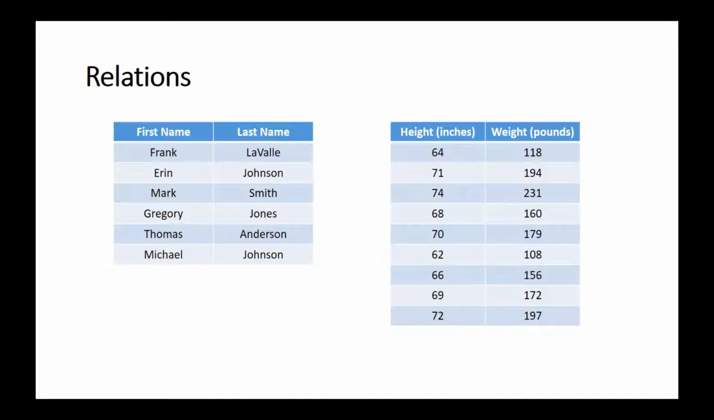On the right-hand side, we see heights and weights. Someone who's 64 inches tall weighs 118 pounds. 71 inches tall, 194 pounds. So the heights relate to the weights and the weights relate to the heights. So that's what a relation is, it's just tying two bits of information together. So you have two different sets of information and each element in the one set relates to an element in the other set.